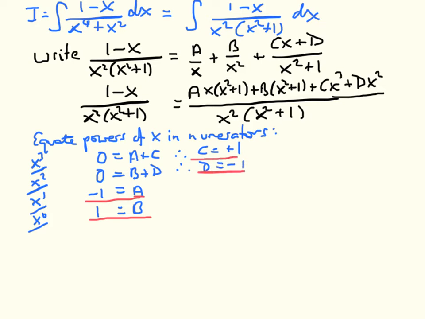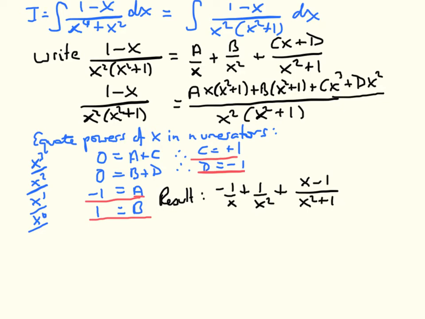So our result for the partial fraction decomposition is that we have minus 1 over x, b is plus 1, so we have plus 1 over x squared. I'm just substituting these four values into this original equation, a, b, and then we go to cx plus d. C is 1, d is minus 1, so we have plus x minus 1 over x squared plus 1.